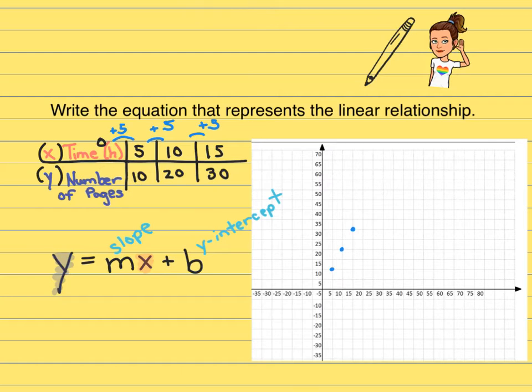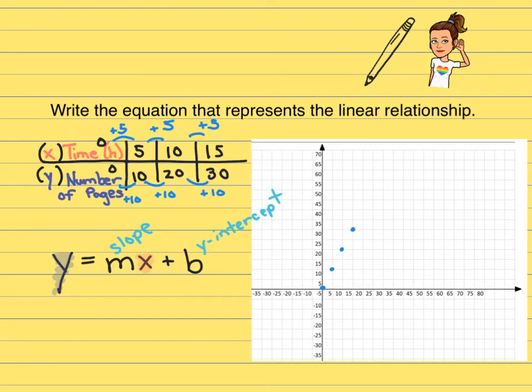Let's compare the changes of the y value. 10 to 20 is a change of 10. 20 to 30 is also a change of 10. So we have a constant rate of change of 10 for the y values. If we continue that pattern and we take away 10 from 10, that gives us a coordinate of 0. So now we can graph 0, 0, and we can find the slope of the line.